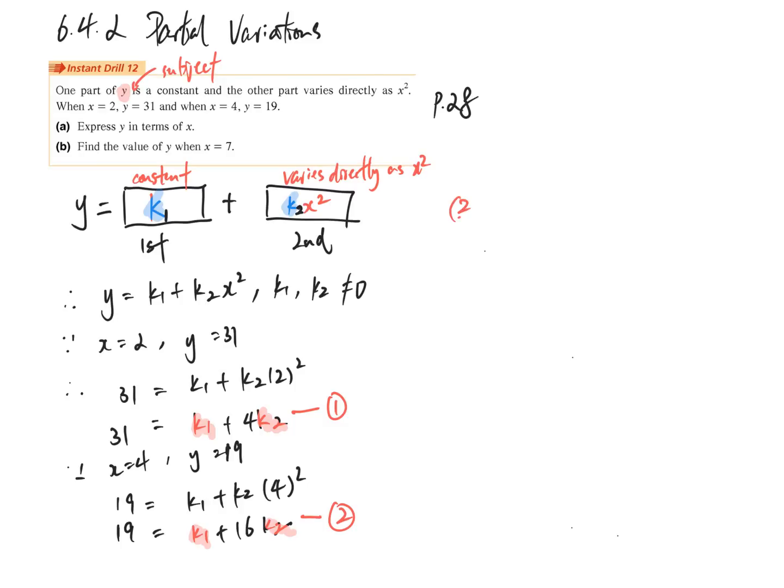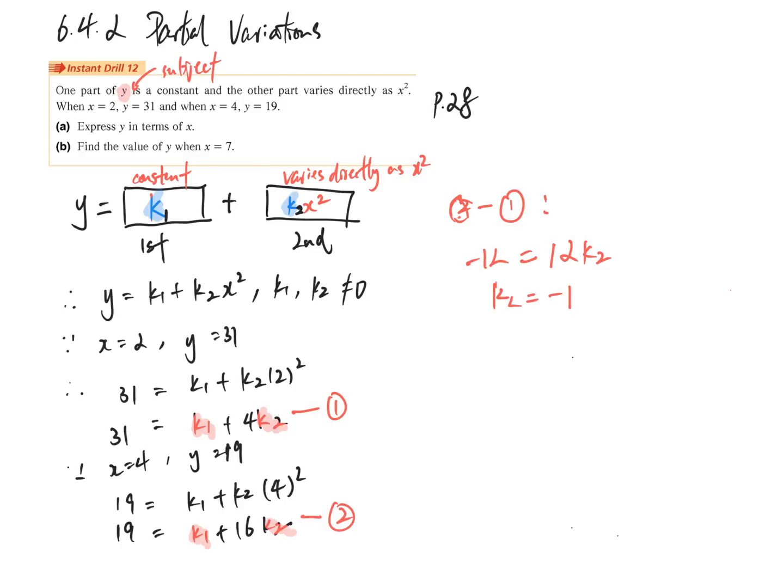By equation 2 minus equation 1, now we have 19 minus 31, that will give us negative 12. And then k1 minus k1: we can see that the two k1s here will cancel each other out because k1 minus k1 equals 0. And then 16k2 minus 4k2, we have positive 12k2. So therefore, obviously, k2 equals negative 1.